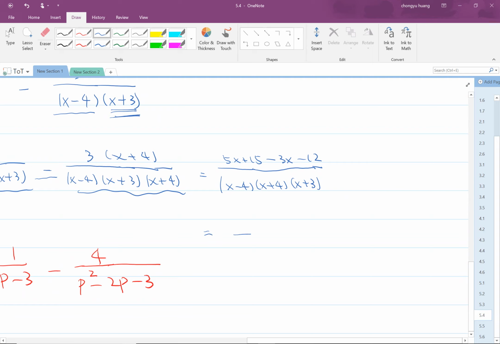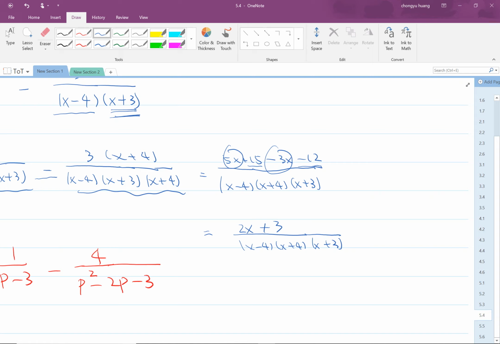Let's simplify a little bit more. So we have x minus 4, x plus 4, x plus 3 on the denominator, and on the top we have 5x minus 3x, which is 2x, and then 15 minus 12, which is 3, right? Sorry, my mistake. 5x minus 3x is 2x, and then positive 15 minus 12 is positive 3.